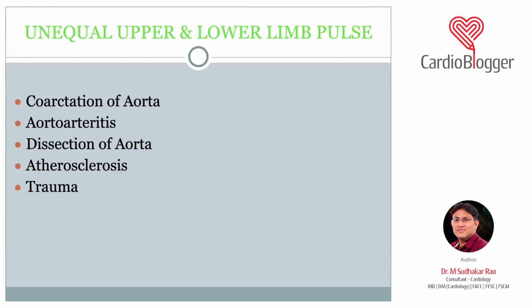A young female comes to you with a pulse in the upper limb, no pulses in the lower limb, or there is a discrepancy between the right upper limb and left upper limb pulses, then you should think of Takayasu arteritis. In old age, if upper and lower limb pulses are different, always think of atherosclerosis in the abdominal aorta, femoral arteries, and rarely trauma. So these are the causes of unequal upper and lower limb pulses.